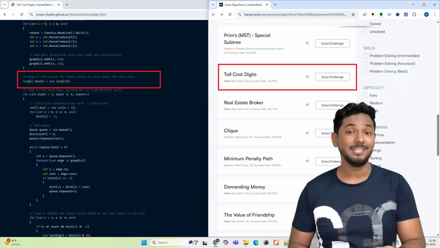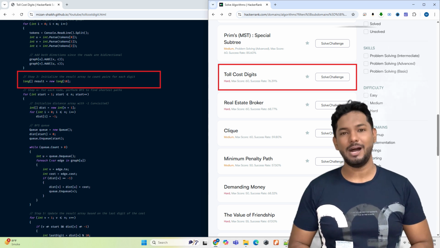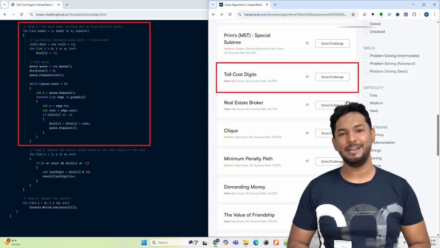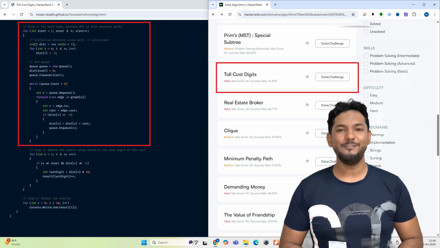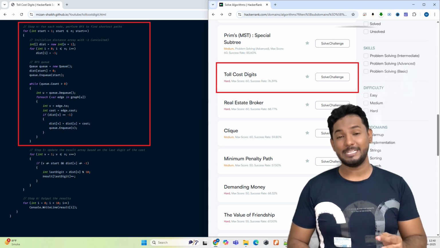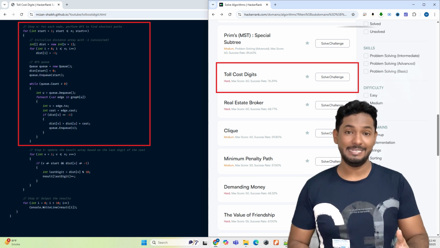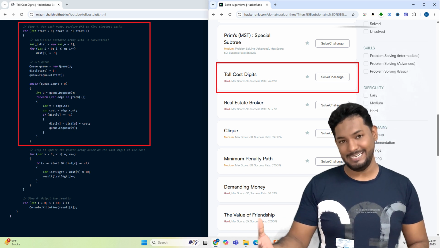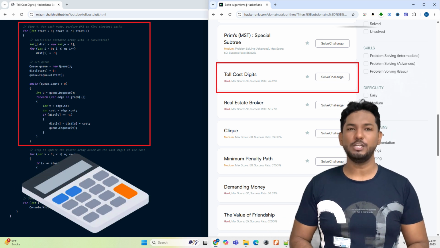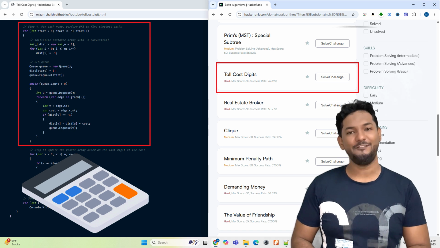to each last digit. Now let's get into the heart of the algorithm, performing a breadth first search, or BFS, for each junction. BFS is perfect because it explores all neighbors at the present depth prior to moving on to nodes at the next depth level. This ensures we find the shortest path to each junction efficiently.